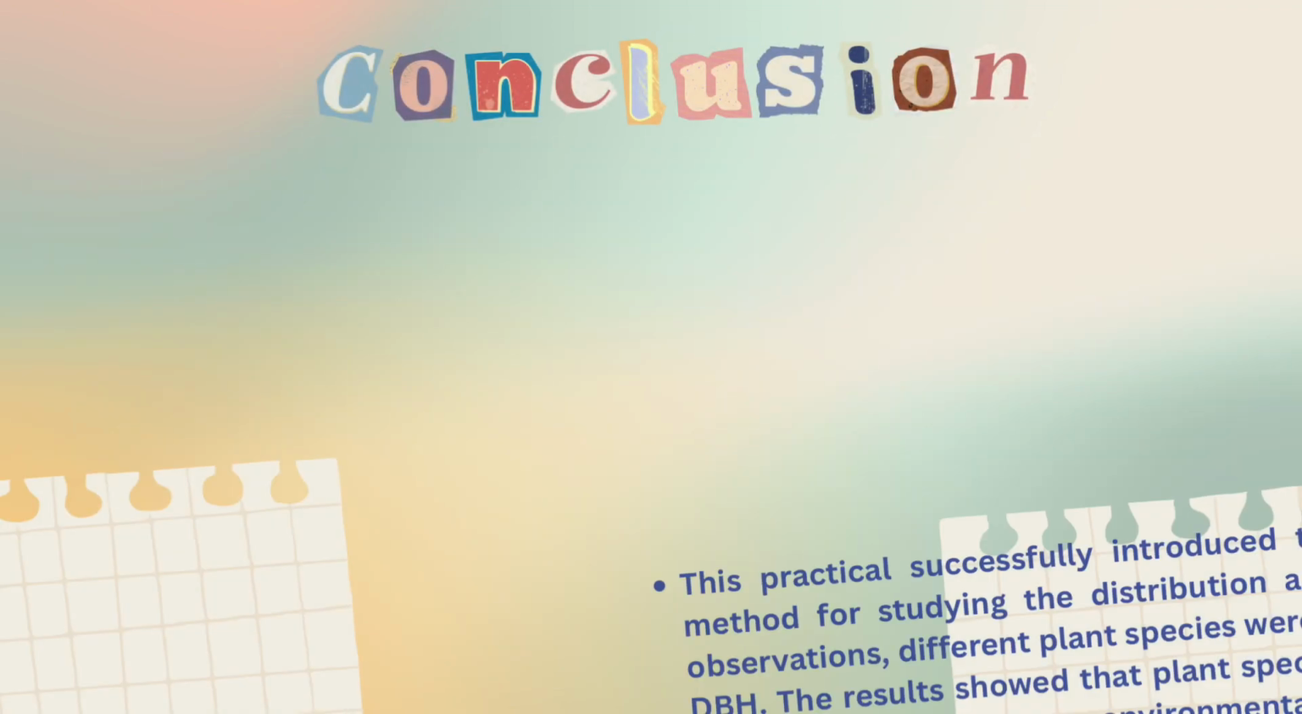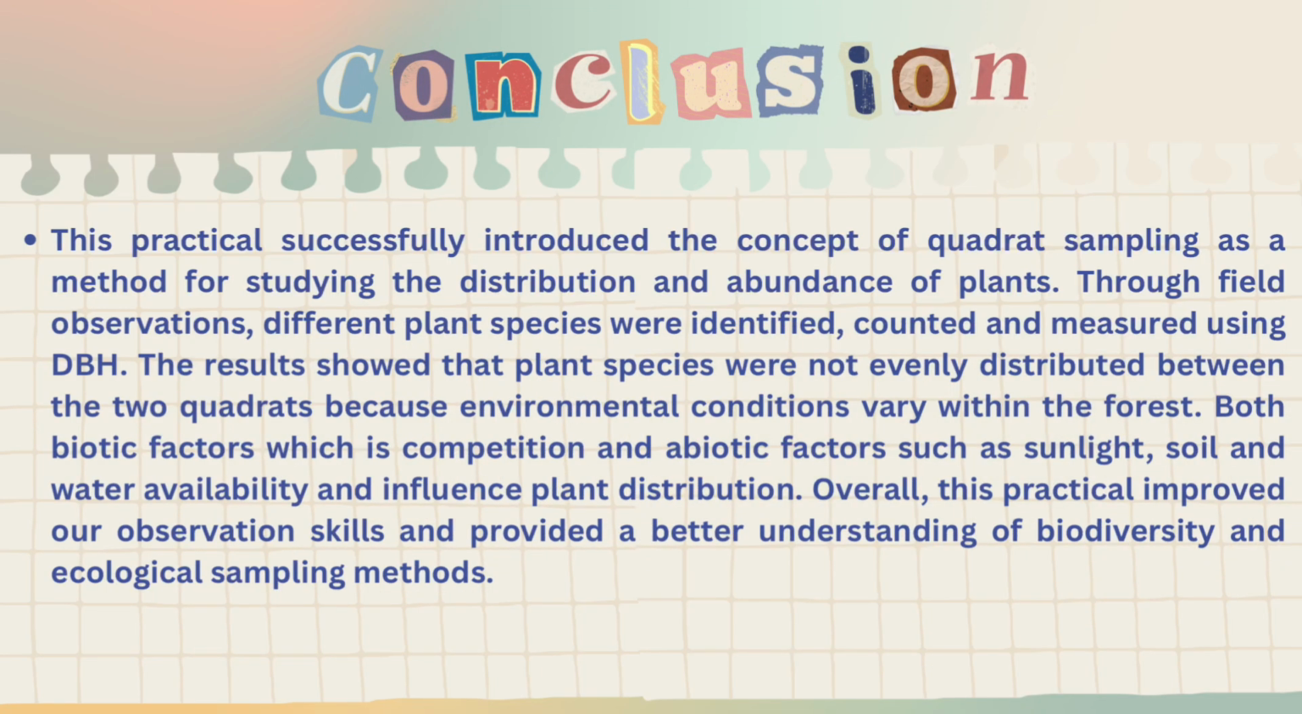In conclusion, quadrat sampling is an effective method for studying plant distribution and abundance. The results show that different plant species have different distributions even within the same forest. Environmental conditions greatly influence plant growth and survival. Therefore, all the objectives of this practical were successfully achieved.